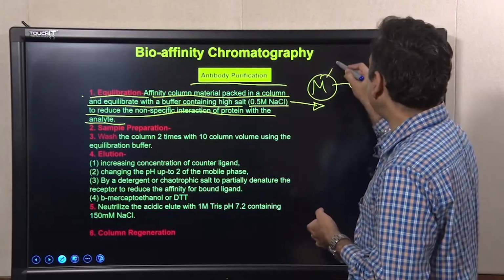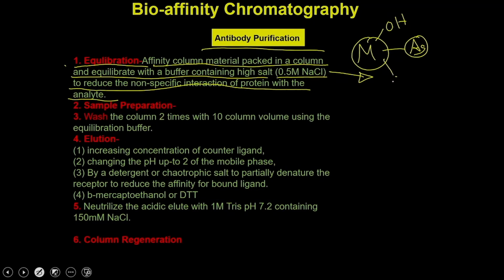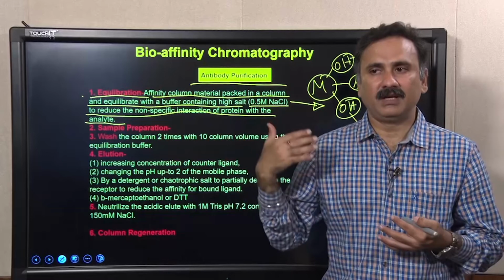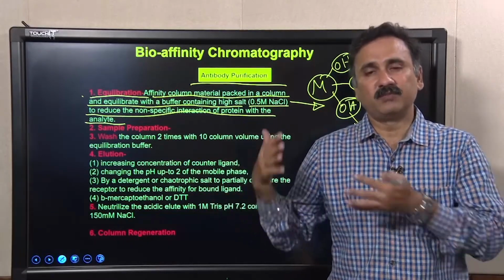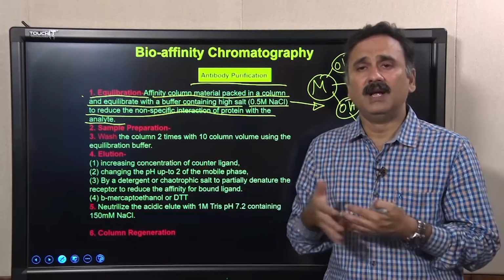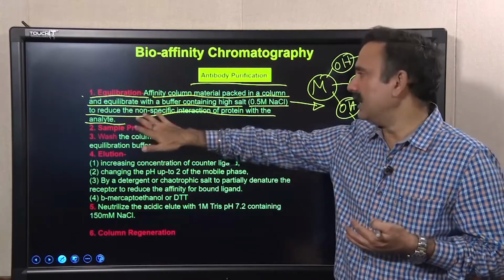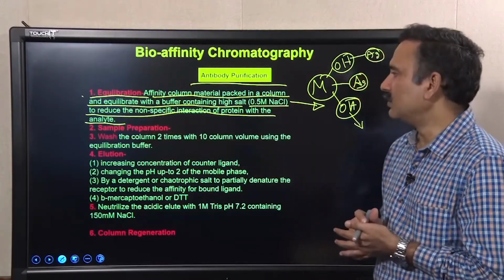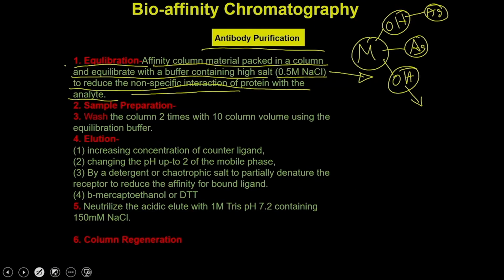Because, as you see, the matrix also contains OH as the functional group. Most of the OH might be used for forming the cyclic ester, or may be involved in coupling with the antigen, but some of the OH will still be pending, and this OH can easily participate in ionic interactions, or it can interact with the polar residues present on some non-specific proteins. So, that is why you have to keep a very high salt concentration to reduce the non-specific interactions.